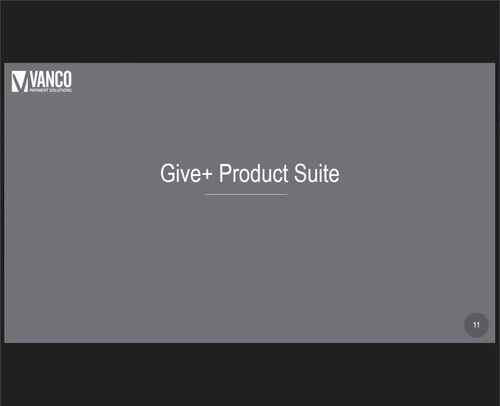So what Vanco has done is create a product suite to help you get consistent giving, mainly by getting a recurring donation from your donors. That way, if they're not in church that Sunday, that month, or maybe for the summer, they're still able to make their contribution, and that really helps the church in terms of getting consistent donations coming in.